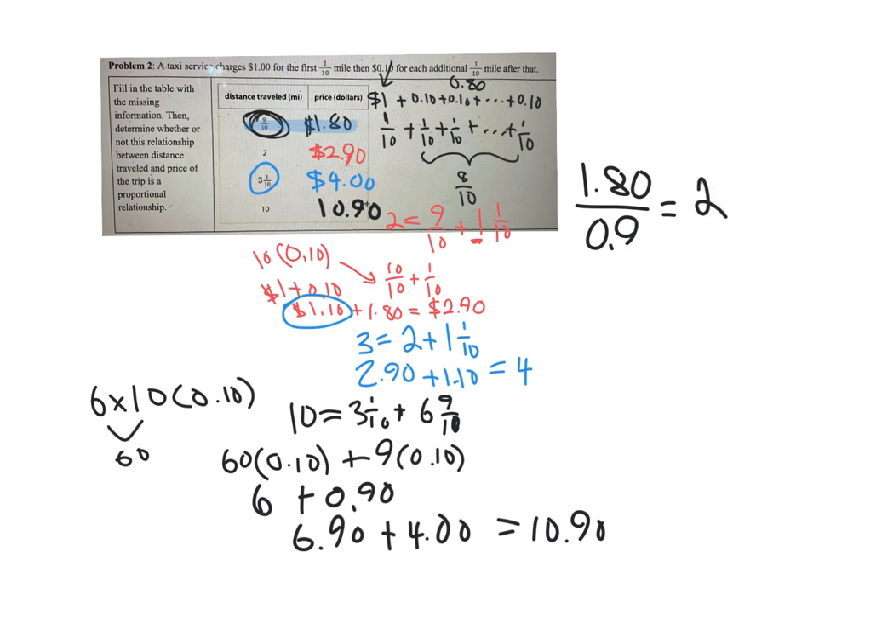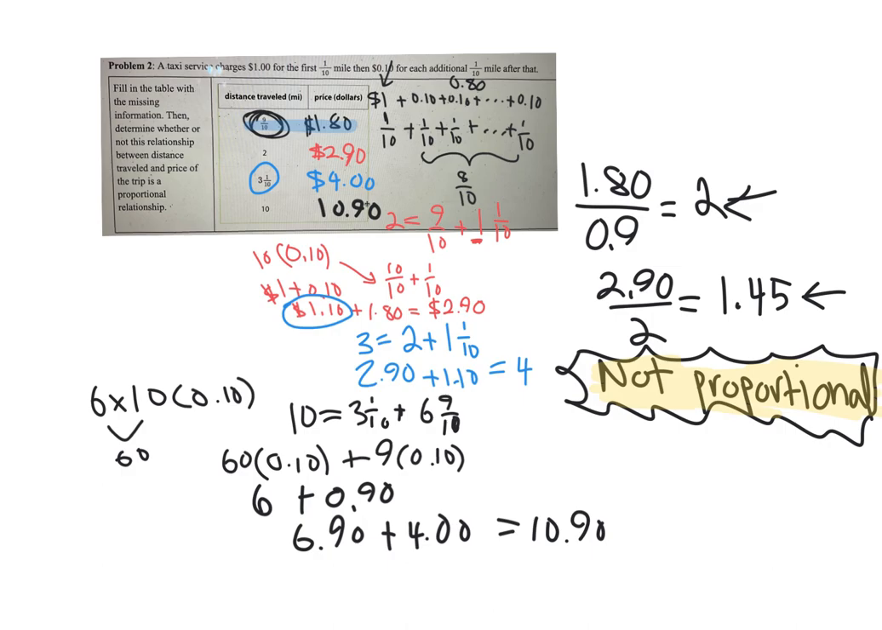All right, we're going to do the same thing for the next row. Let's see, $2.90 divided by 2. As you can see, you're not getting the same number. 1.45 is not the same as 2. So this is not a proportional relationship. The price in dollars is not proportional to the distance traveled.